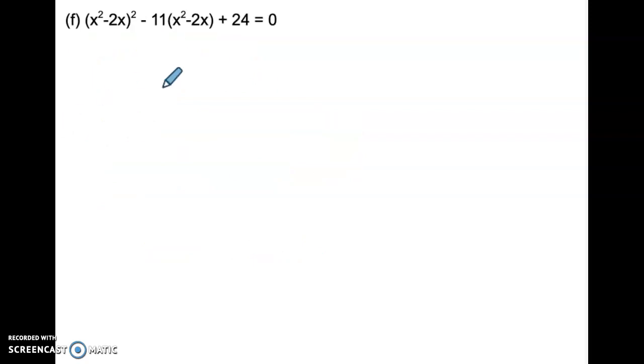So here is our next one. Once again, you have this bracket squared minus 11 of that same bracket plus 24 equals 0. If it helps you to do a substitution, you can do that. Sometimes it does help people to see it that way. So this common bracket here, I'm going to let a represent that. I'm going to let a equal x squared minus 2x. So everywhere I see an x squared minus 2x, I'm going to replace it with an a.